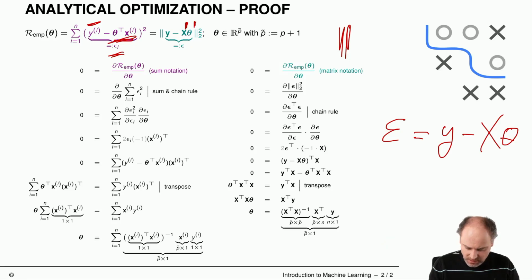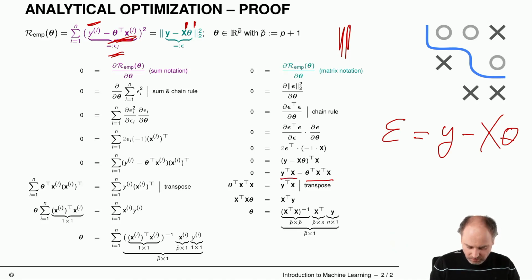Now we can start expanding this guy here. First of all, we can transpose stuff. So the first term is y transposed times X, right? And then we do theta transposed times X transposed times X. And this is what we have here. So we now have these two terms.